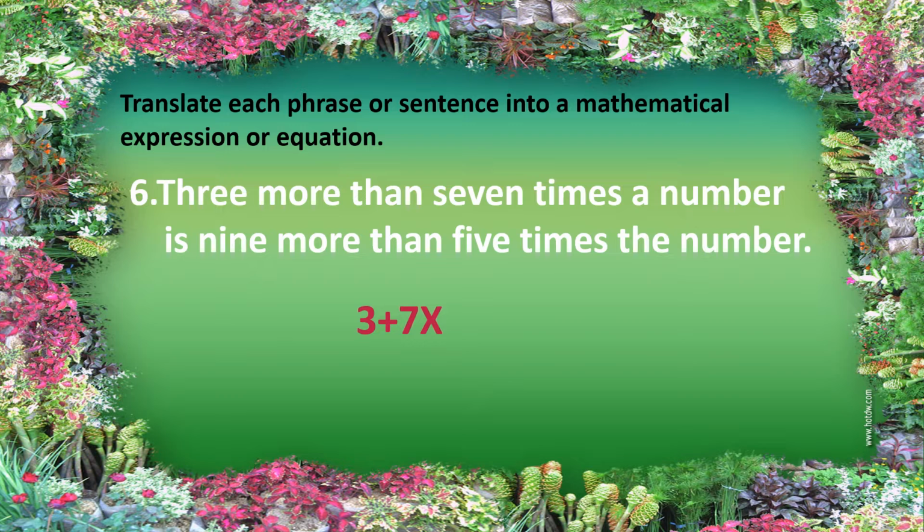Is is replaced by equal to. Now, let us come to the next sentence. 9 more than 5 times the number. The number means we should write the same number x. So, 5 times the number means 5x. So, 9 more than 5 times the number means 9 plus 5x. So we get 3 plus 7x equal to 9 plus 5x. Is that easy? Yes. Very good.